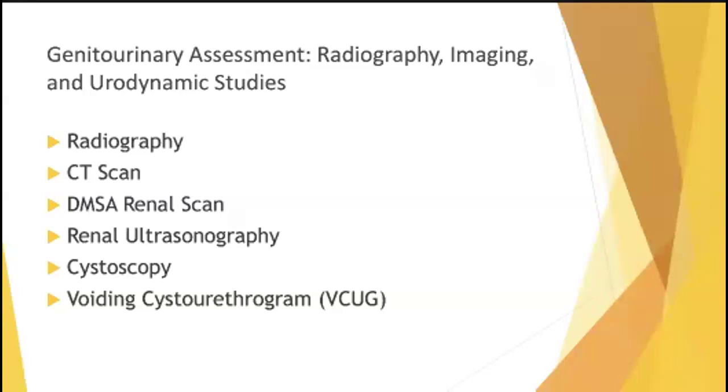BCUG uses contrast dye instilled into the bladder. The child or infant voids after the bladder is filled and serial films are taken. This will help diagnose if we have reflux, that urine is flowing back into the ureters and its severity, if we're having bladder emptying problems or even urethral problems.